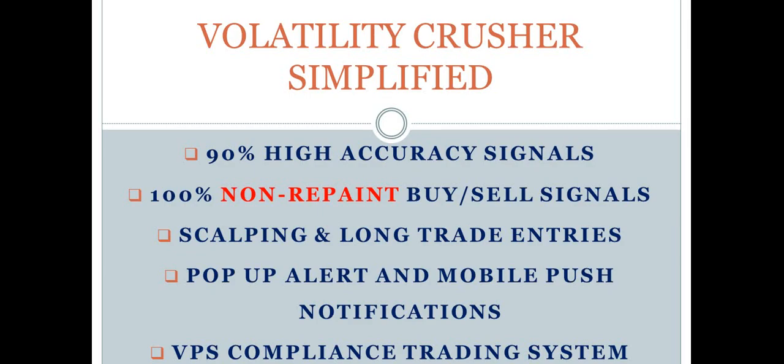Now, here is just a brief about this volatility crusher. It's 90% high accuracy signals. You have seen it from those 5 trades we entered. It is 100% non-repaint buy and sell signal. It's good for scalping, just like I did now, and long trade entries, pop-up alert and mobile push notifications, all that. Then VPS compliance trading system.